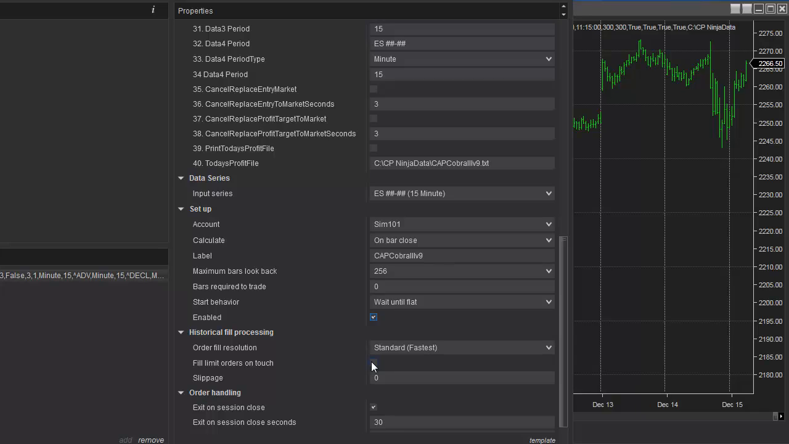I'm going to apply this. It's going to take a little bit of time here. One of the caveats of doing this is the fact that you don't know for sure. You're never 100% sure. We looked at the most optimistic results, and when you fill the limit orders on touch and then cancel and replace to the market, you always know you're actually going to be in that trade, and you're going to have slippage, but you know you're going to be in that trade.